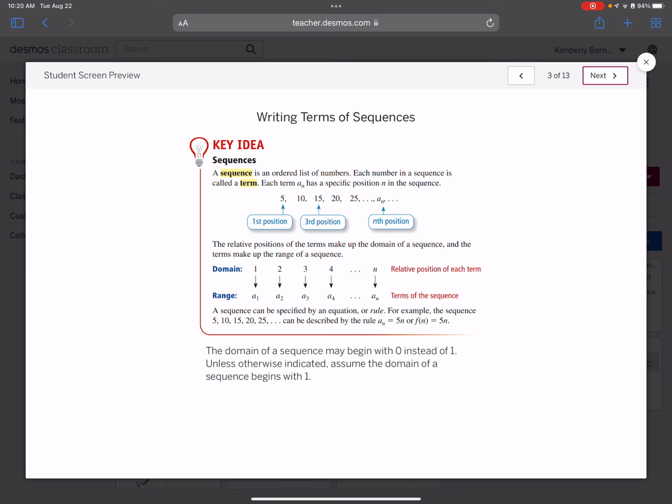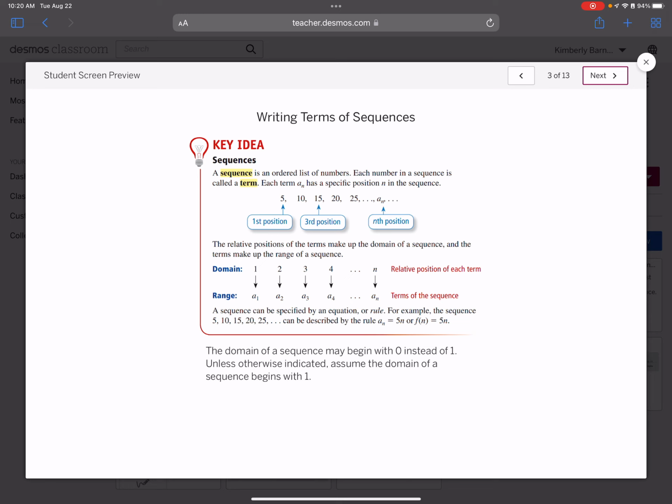So the relative positions of the terms make up the domain of a sequence. So 1, 2, 3, 4, 5, 6, 7, those are your positions. The terms themselves make up the range. So in the sequence example there, your range would be 5, 10, 15, 20, 25, and so on. Now, a sequence can be specified by an equation or a rule, which is what we were doing in the Explore It. We were finding the equation or the rule for that sequence.